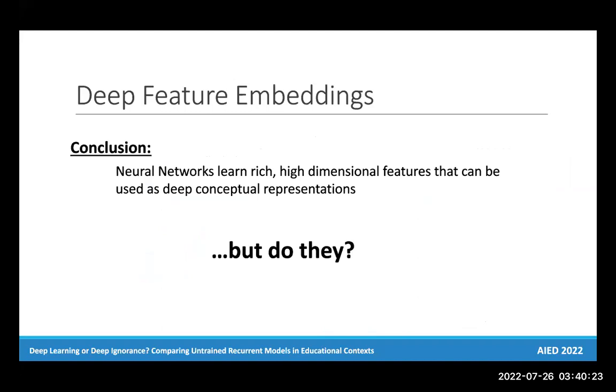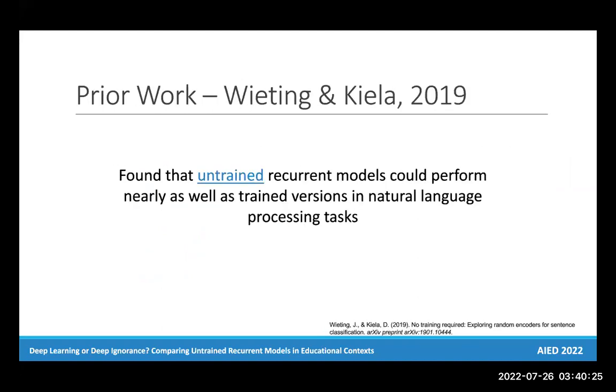Well, as it turns out, prior work by Wieting and Kiela in 2019 found that untrained recurrent models, again, a little unintuitive, could perform nearly as well as trained versions in natural language processing tasks. So even though we have examples where deep word embeddings can learn relationships between words, if you don't train part of your model, you end up with similar performance in comparison to when you train it.